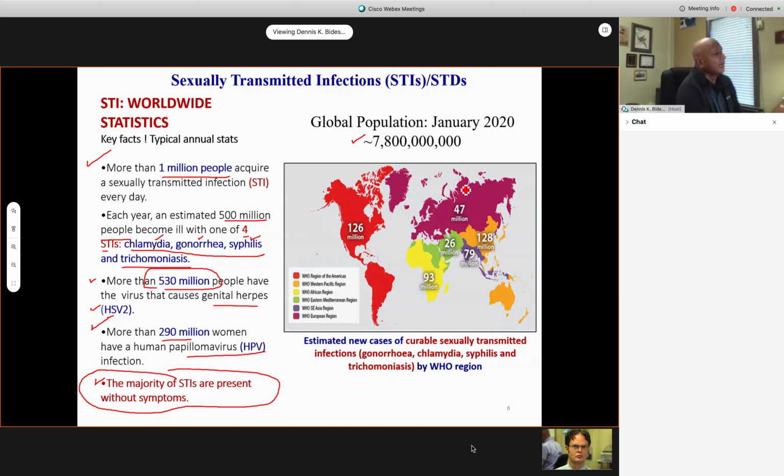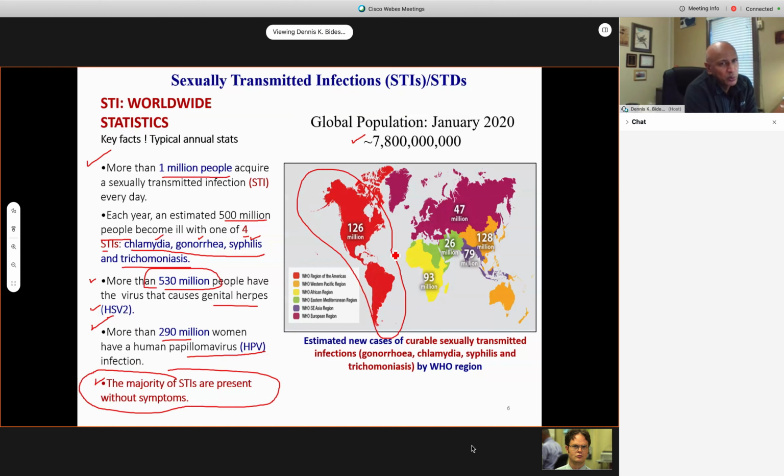All right. Now, this map of the planet is maybe several years old, but the statistics are relatively the same. So if you look at STIs in different regions of the planet, this is what we see in the Western Hemisphere, about 126 million cases.